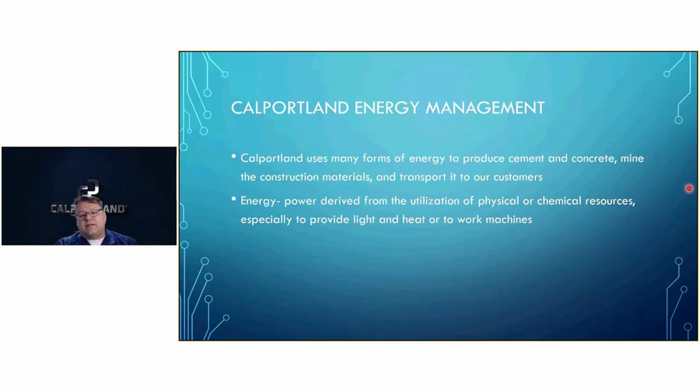Typically I give a much longer introduction to Calportland, but we know who we are. We're a company that's producing cement and concrete and mining aggregates, but we're using energy. The definition of energy: power derived from the utilization of physical or chemical resources, especially to provide light and heat to work machines. That's what we do. We operate machines.